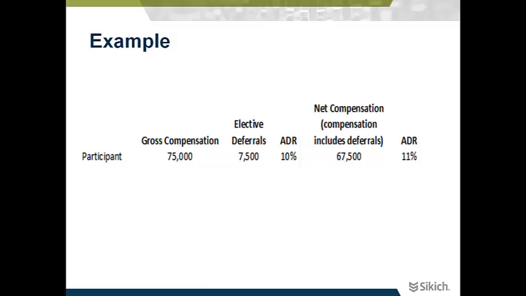If you use net compensation in your definition of compensation for purposes of the ADP and the ACP tests, then the compensation for an individual in this example would be $67,500, taking the $75,000 minus the $7,500 in elective deferrals. And then when you take the $7,500 over the $67,500, you get an actual deferral ratio of 11%. Versus if you have gross compensation, in this example, the actual deferral ratio would be 10%. So it's important to point out that the definition of compensation could be gross compensation, but it could also be net compensation, and it does have an impact on the actual deferral ratio.